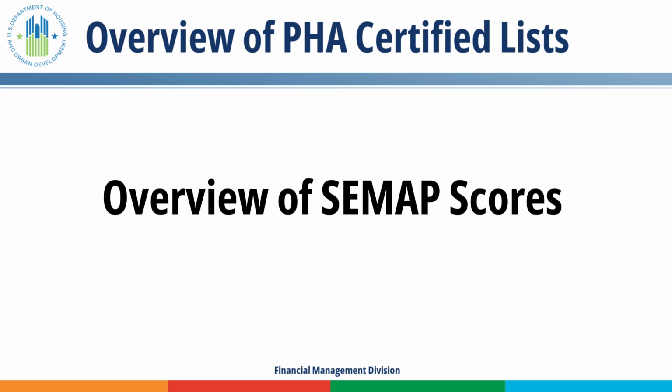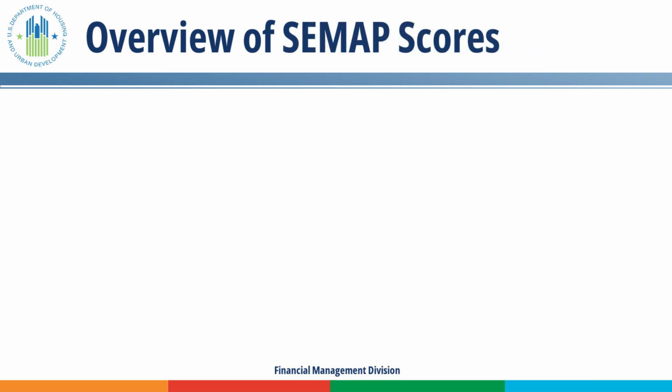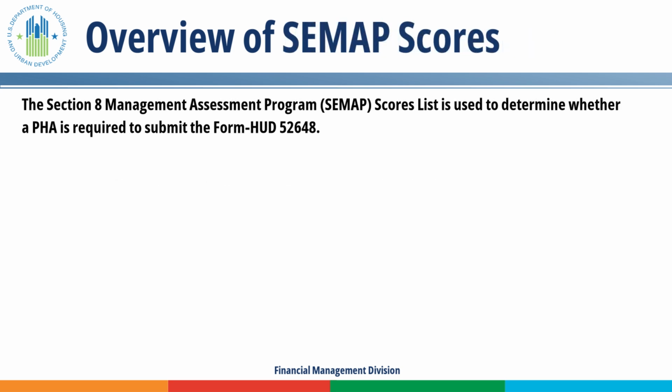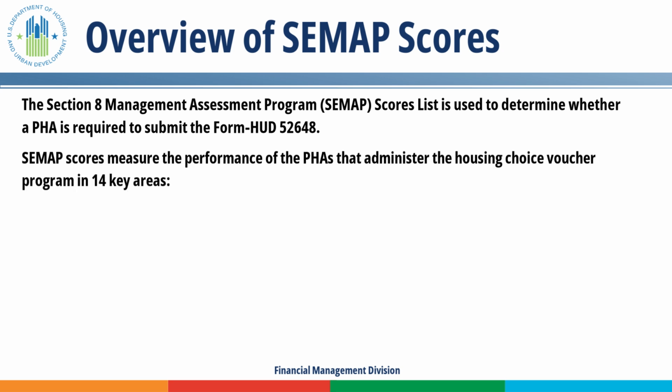CMAP scores. The Section 8 Management Assessment Program, or SEMAP scores list, is used to determine whether a PHA is required to submit the Form HUD-52648. CMAP scores help HUD target monitoring and assistance to PHA programs that need the most improvement. CMAP scores measure the performance of the PHAs that administer the Housing Choice Voucher Program in 14 key areas.